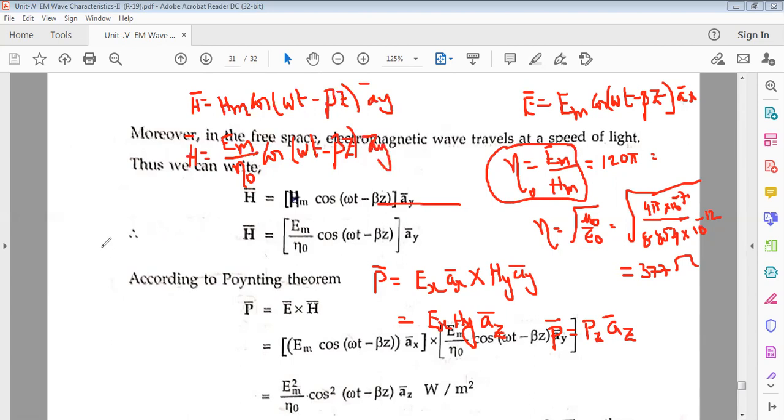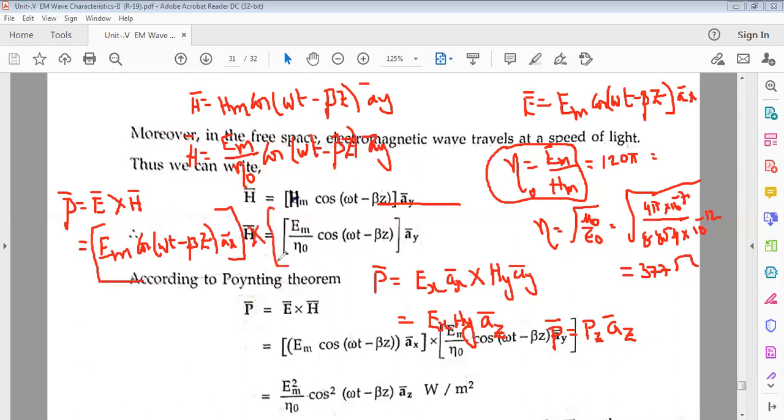Okay, my students. Now, according to the Poynting theorem, the Poynting vector P bar is equal to E bar cross H bar. What is the E bar? Em into cos(omega t minus beta z) into Ax bar, with cross product of H bar, which is nothing but Em by eta naught cos(omega t minus beta z) Ay bar.